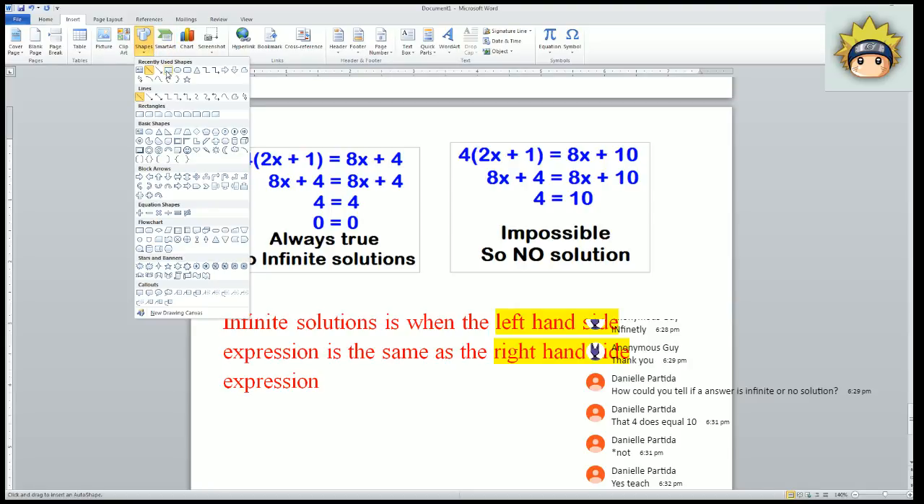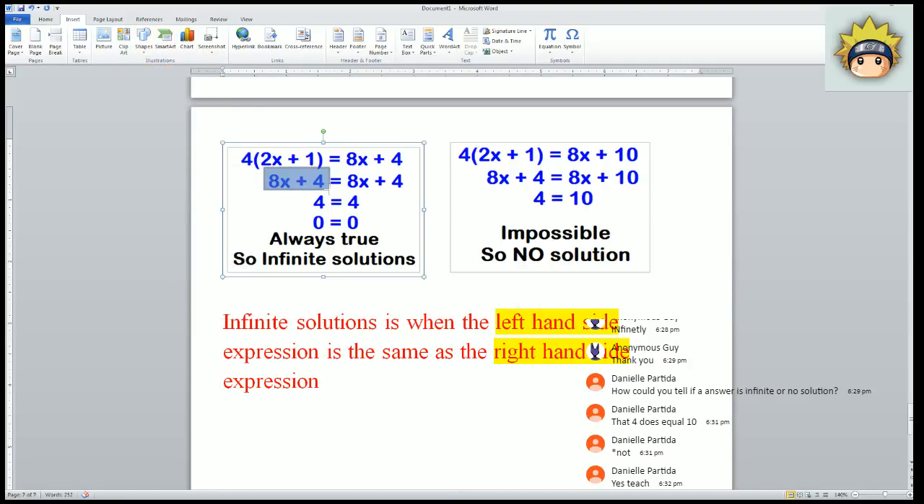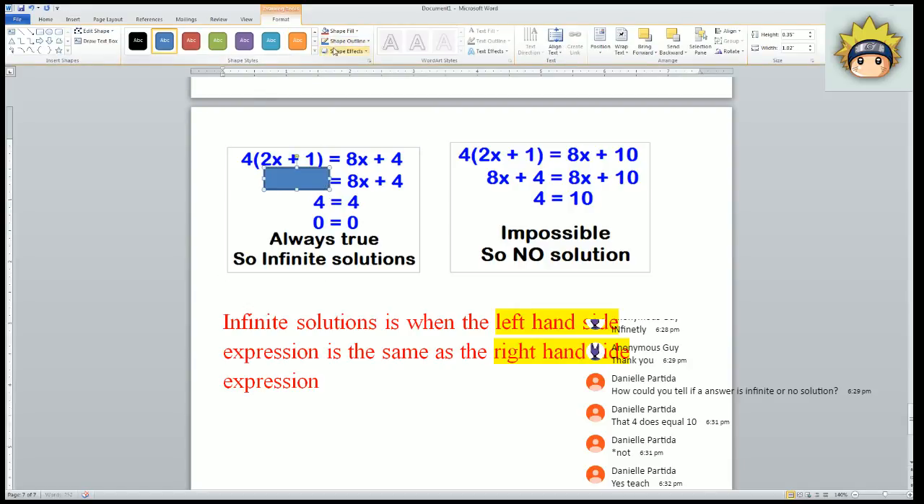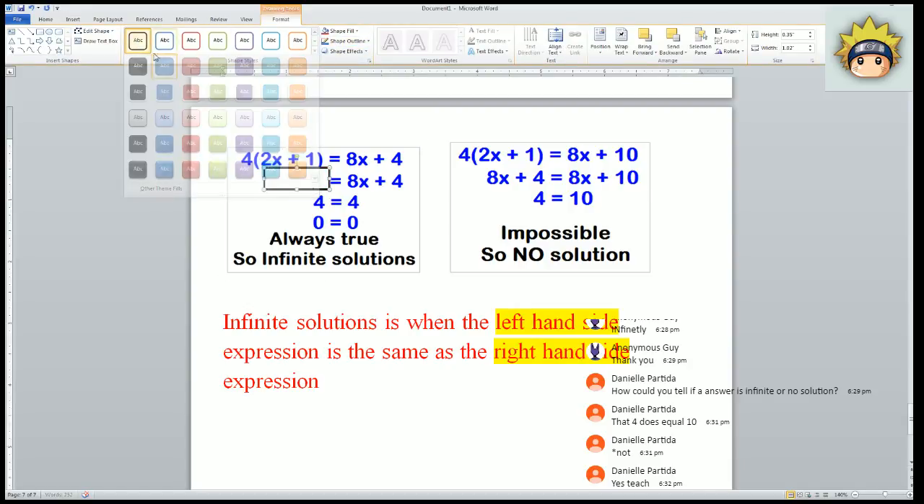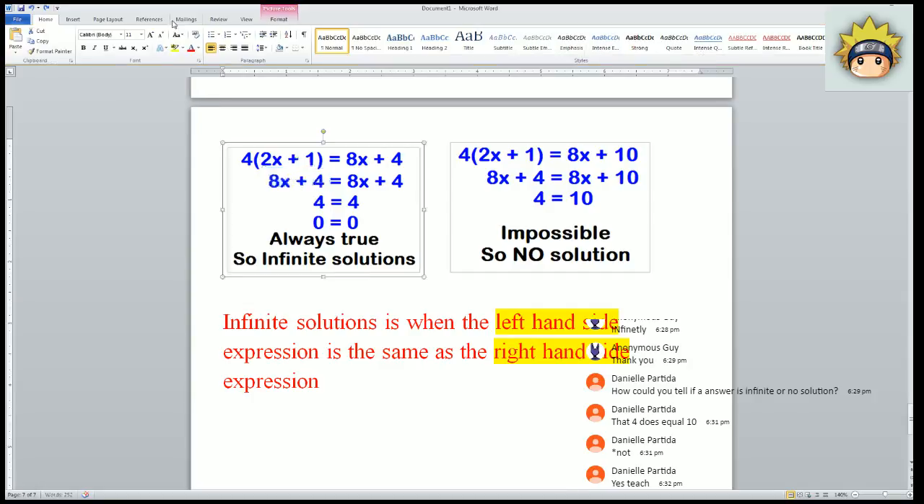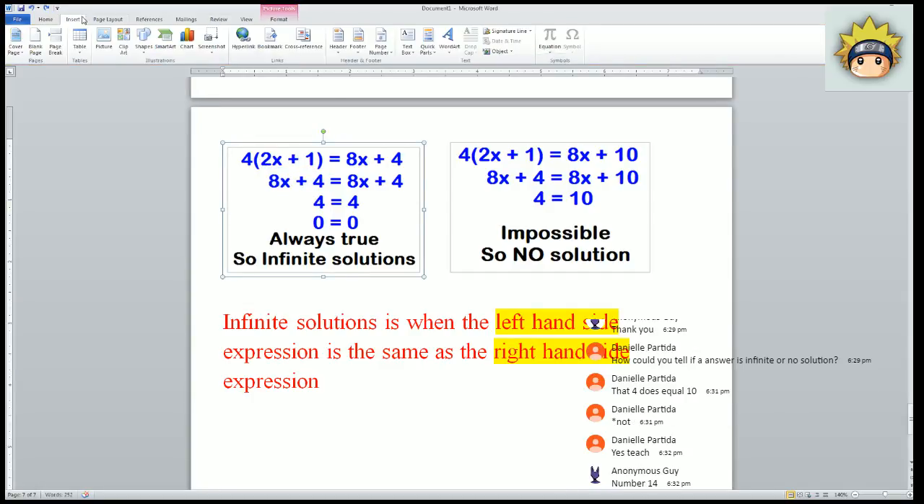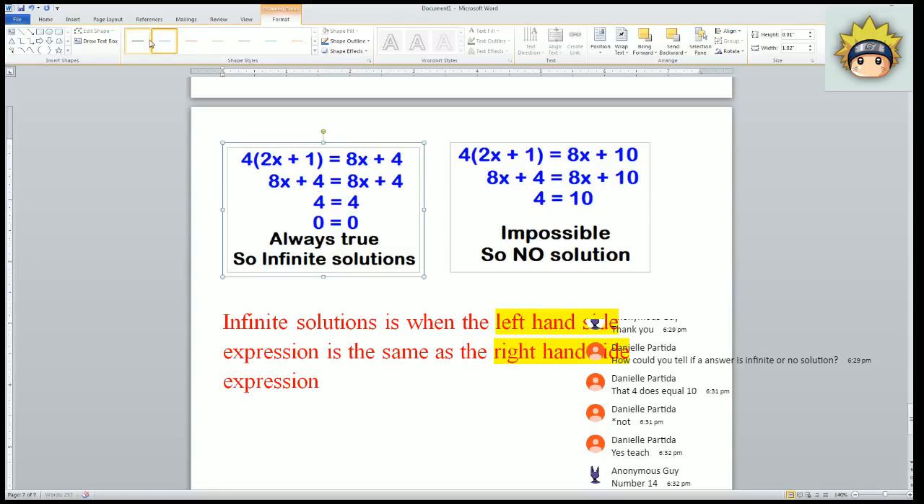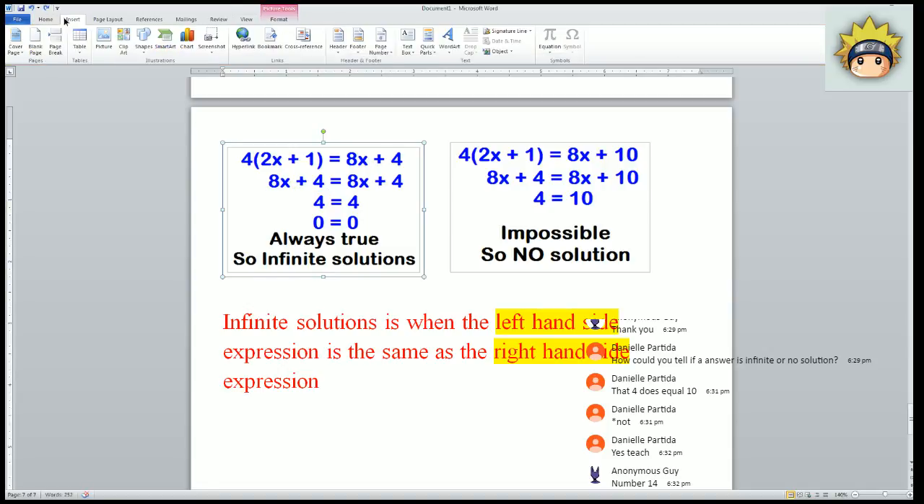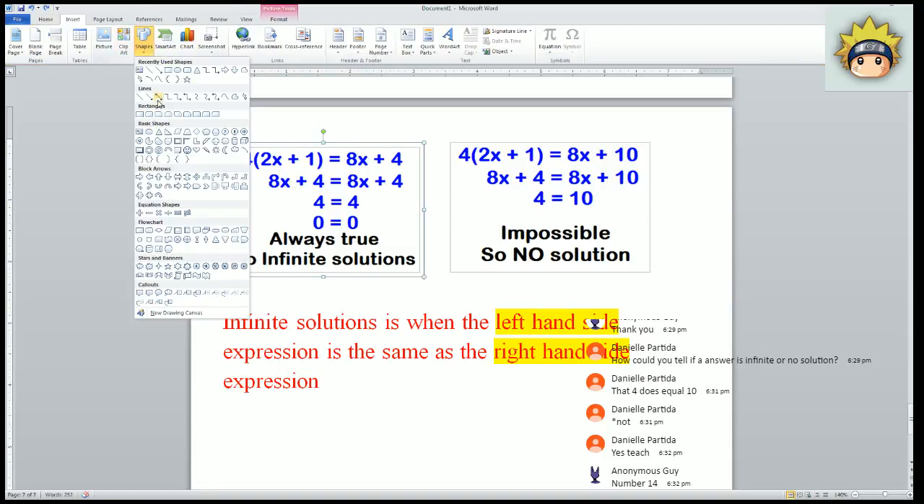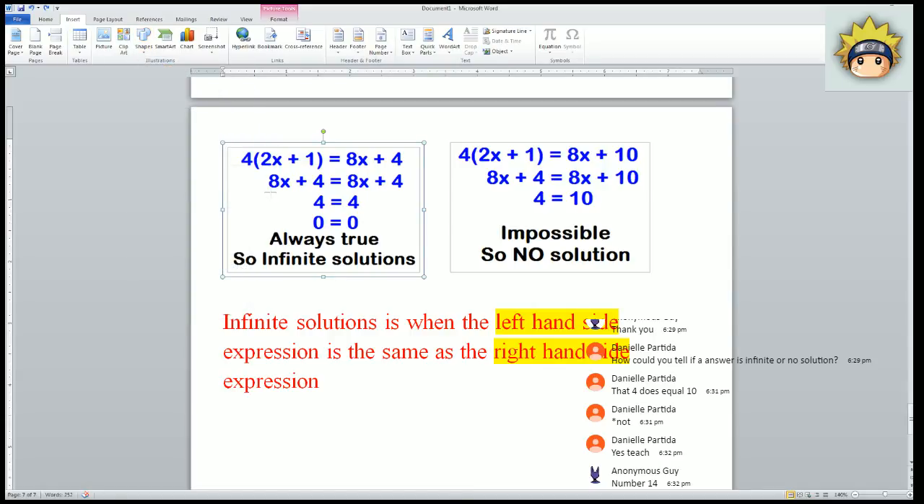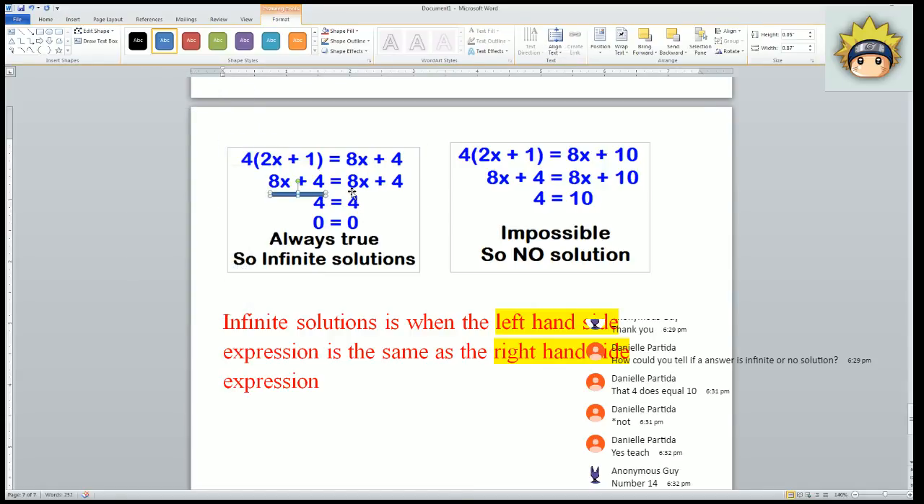Ooh, let me see if I could draw. Oh no. Let's see if I can. No. Insert. How about a shape? Yeah. Look. You see? Too small. Insert shape. Oh, how about this? Yeah. Right. Do you see?